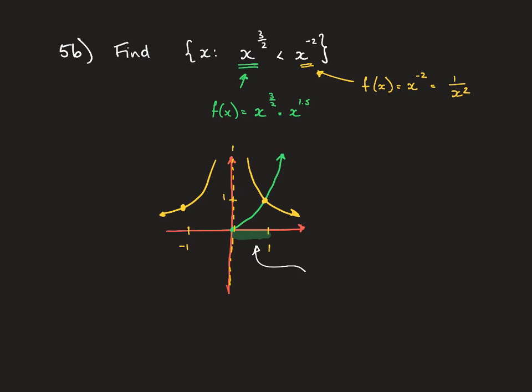So our solution is that x is an element of the open interval of 0 to 1, or you can write it as 0 is less than x is less than 1. We're not including the point where x is equal to 1 because the actual functions are equal to each other, and we need one to be less than the other.